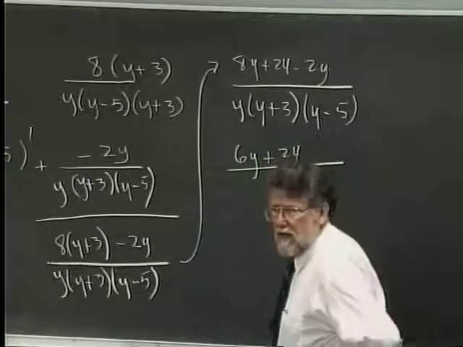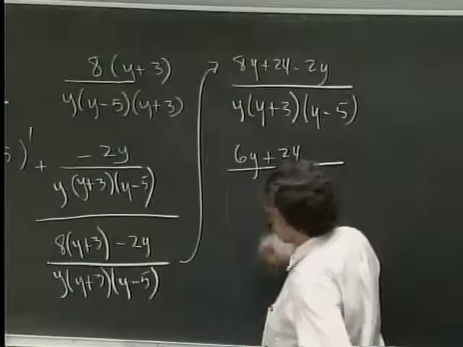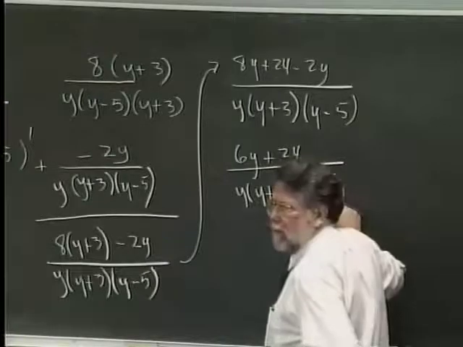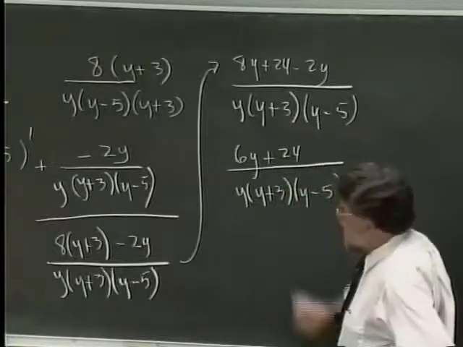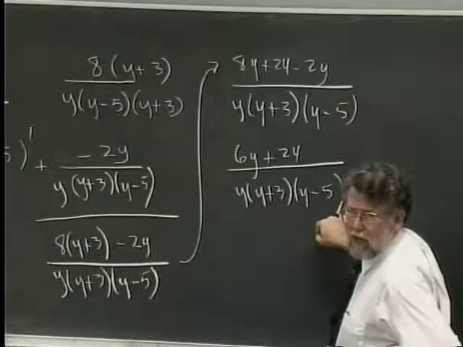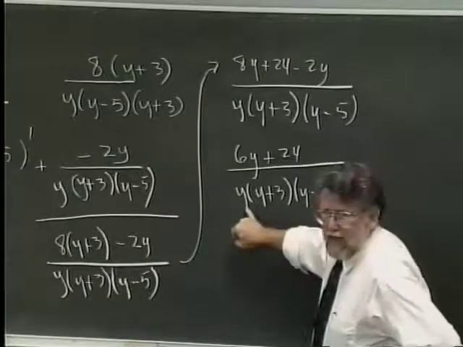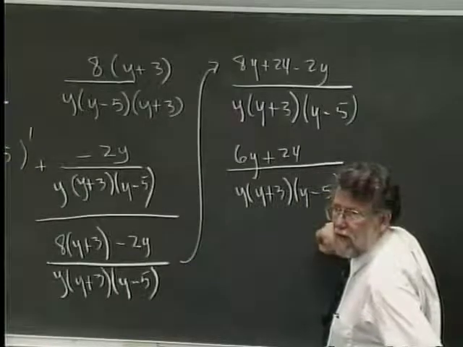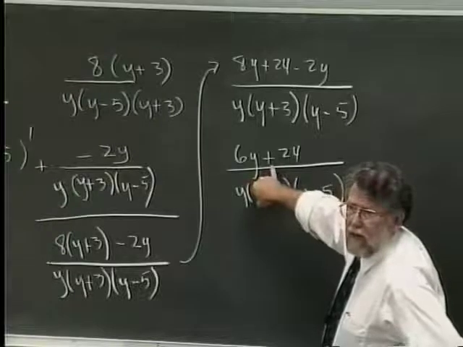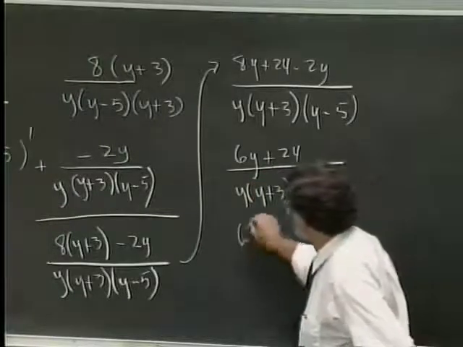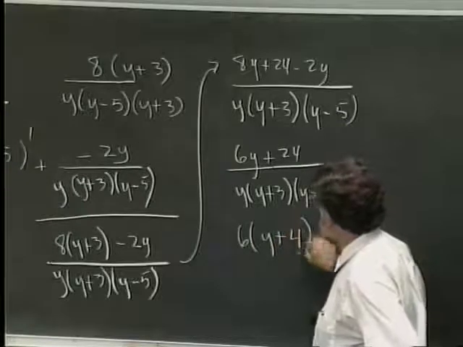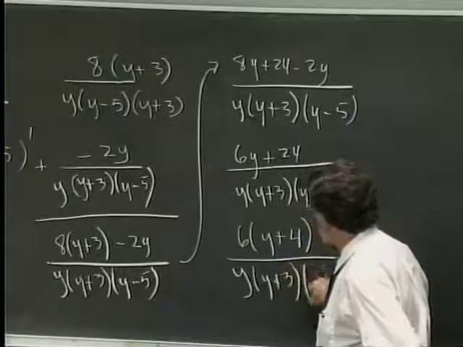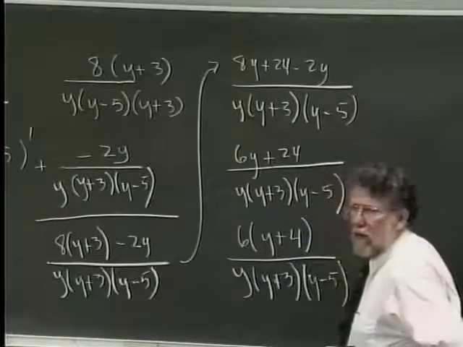Notice every time you have to write the LCD, takes a lot of time. But you leave the LCD as what? Factored form. Because what are you really worried about? When that's going to go to 0. So we have restrictions. Y cannot equal 0. Y cannot equal negative 3. Y cannot equal 5. The only thing left I can do is what? I could factor out a 6. Do I gain anything? No. But this is usually the way you would see the problem written for an answer.